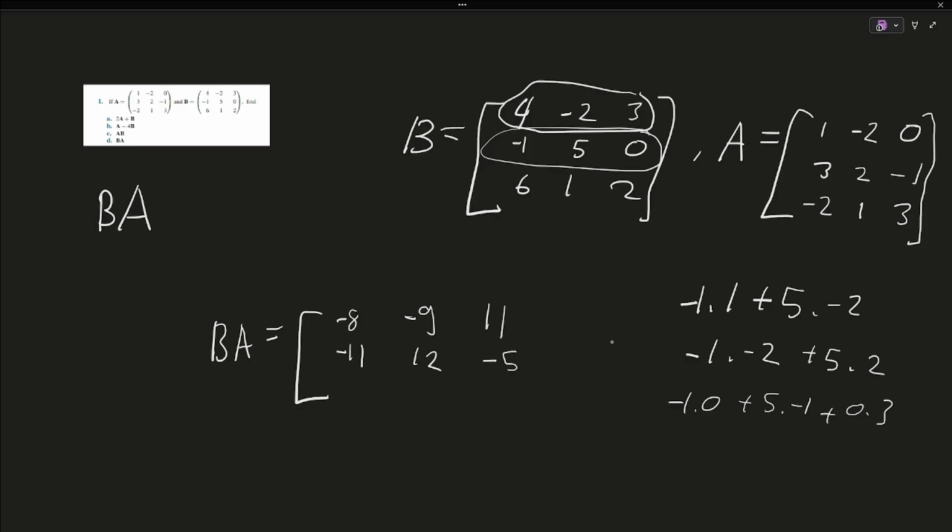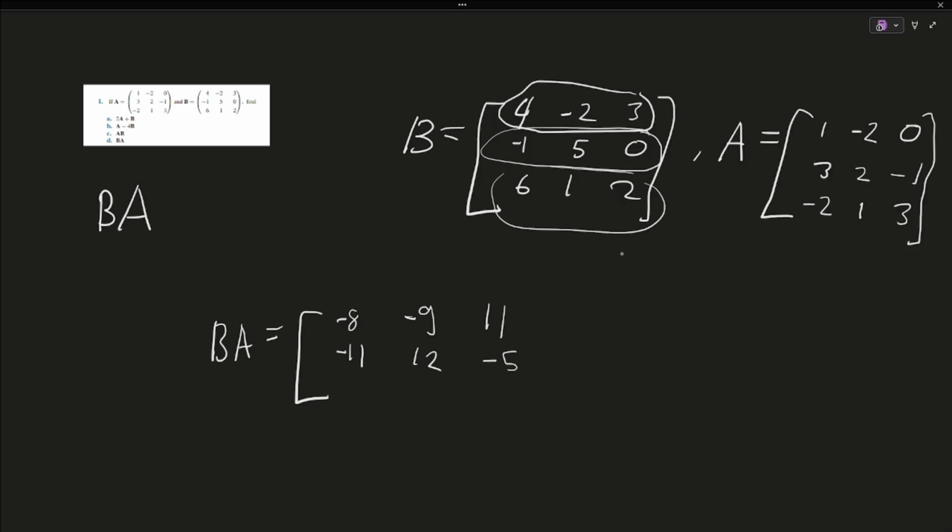And now, lastly, we need to find the last row. So let's just erase this work and start with the last row. So we're going to have 6 times 1 plus 1 times 3 plus 2 times -2. So we're going to have 3, -4, -1. We're going to have 5 here.